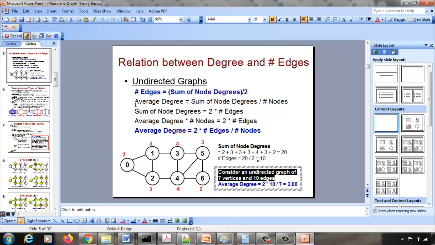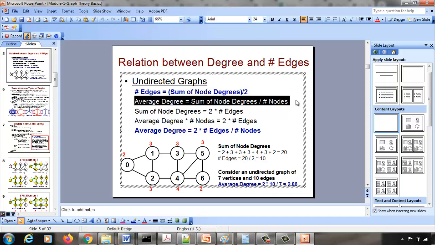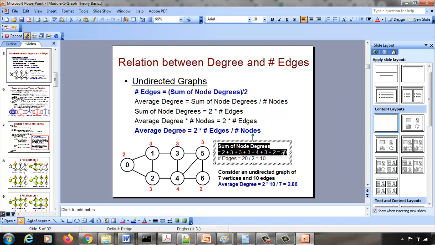Alright. Now, you should also know this definition for average. The average of some set of integers is the sum of integers in that set divided by the number of integers in that set. Similarly, the average degree, by definition of average, could be computed as the sum of node degrees divided by the number of nodes that you're considering. So here, the sum of node degrees is 20 divided by the number of nodes in this graph, which is 7. So 20 divided by 7 is going to be the average degree of the vertices.